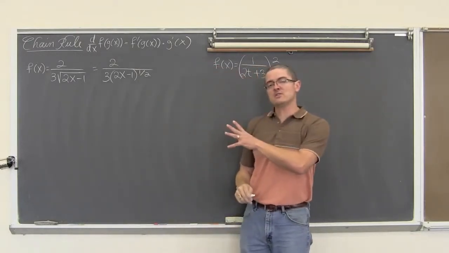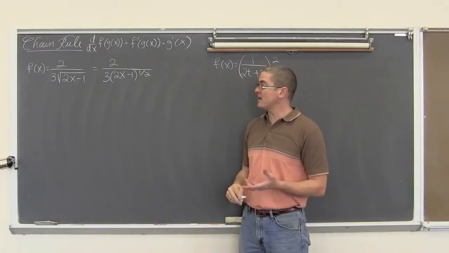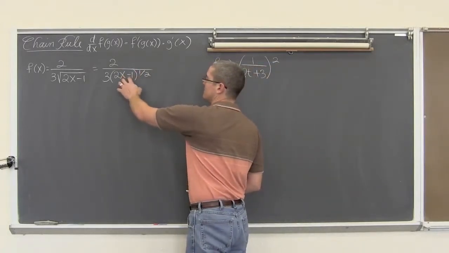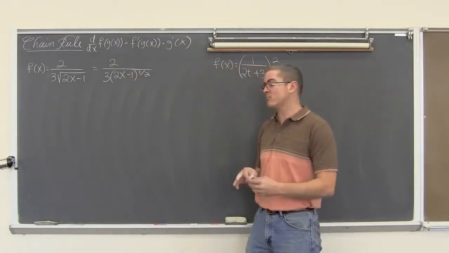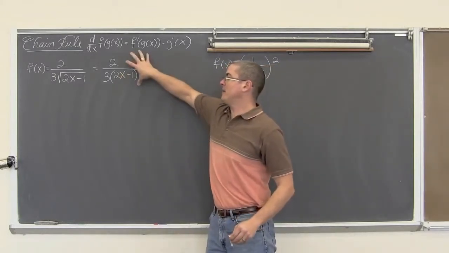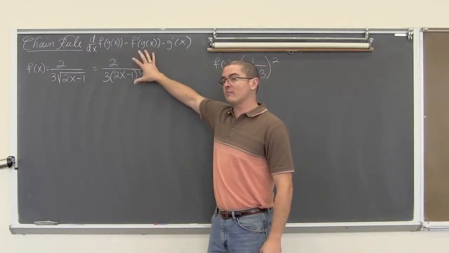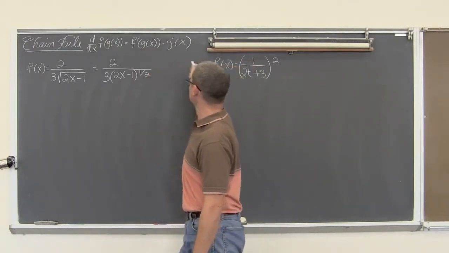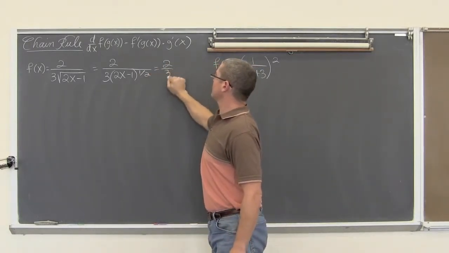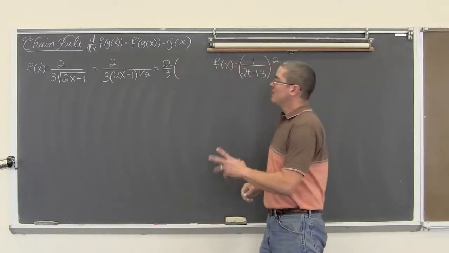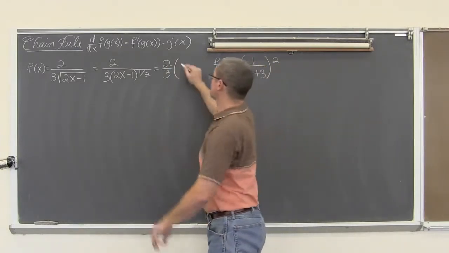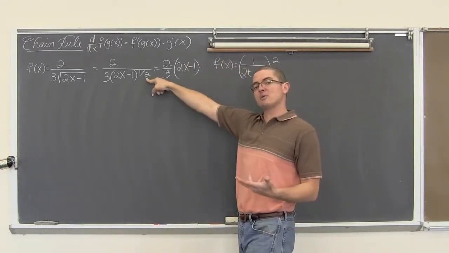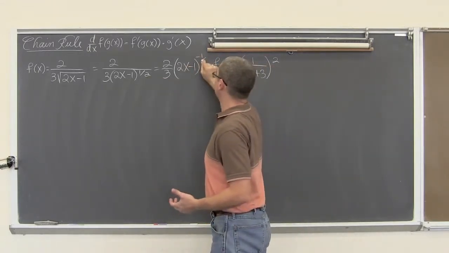Now I don't want to leave this question in this format because I don't want to use the quotient rule. So what I'm going to do is, because I have this 2x minus 1 in the denominator, I'm going to bring this binomial up into the numerator and write it as 2/3 times, and I'm going to let that 2x minus 1 come up, and now I'm going to have that exponent of 1/2 become negative 1/2.